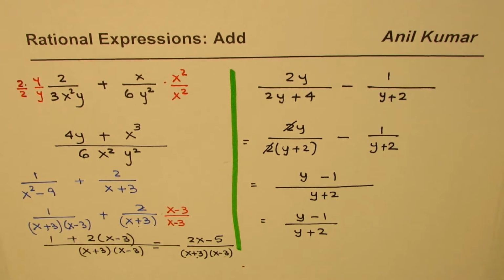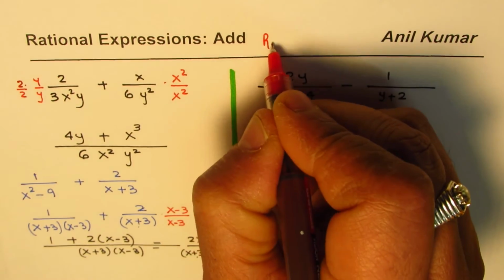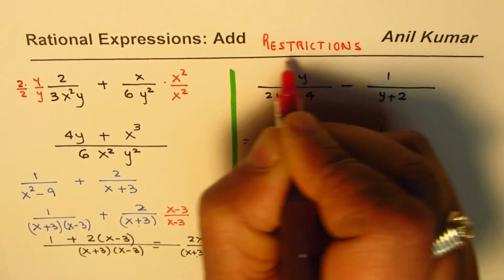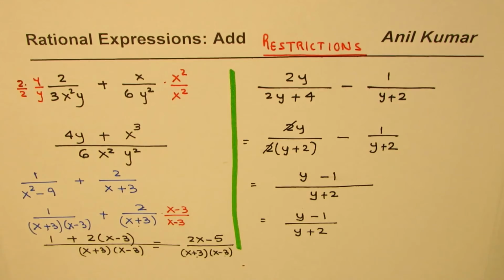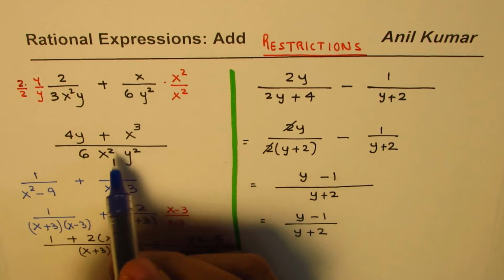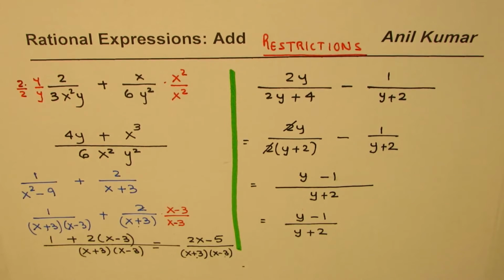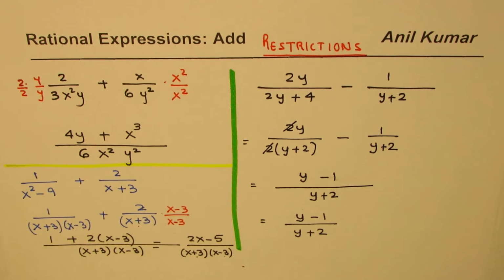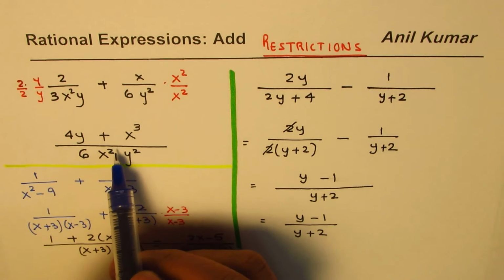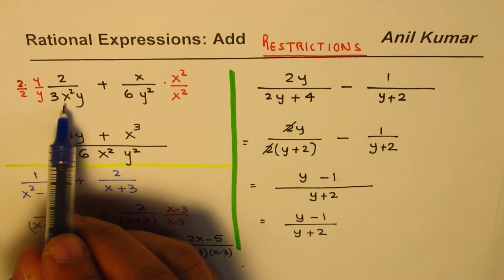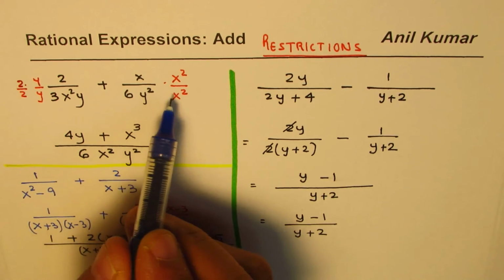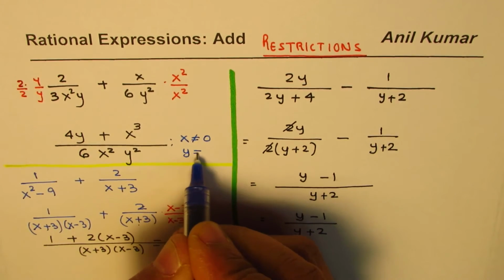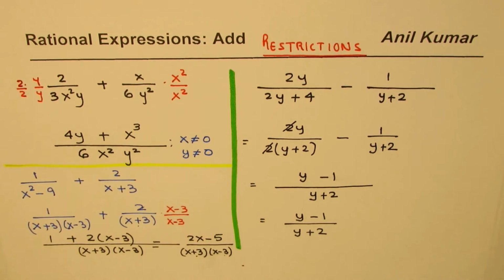Now another important thing here is to write restrictions, right? So now let's look into the restrictions which all our examples should have. Now restrictions come from the point of view that the denominator cannot be 0, right? So let's look into all of them one by one and clearly write down their restrictions. The first expression has got 3x squared y, 6y squared in the denominator. So the restrictions here is that x is not equal to 0 and y is not equal to 0, right? Since we cannot divide by 0.